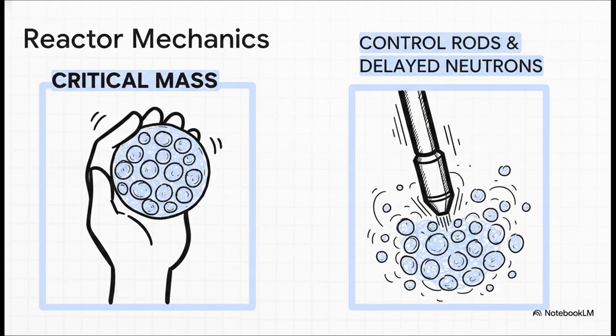We track the stability using the multiplication factor, or the K factor. For steady, continuous power, K must equal exactly 1. If K creeps above 1, the reaction grows exponentially. But here is the most high-yield fact for your exams.